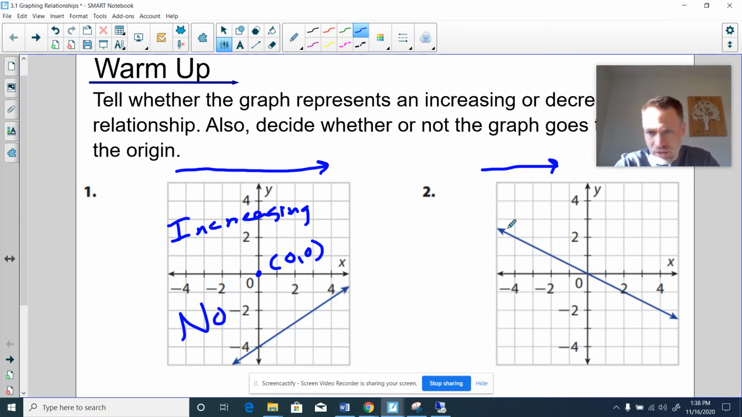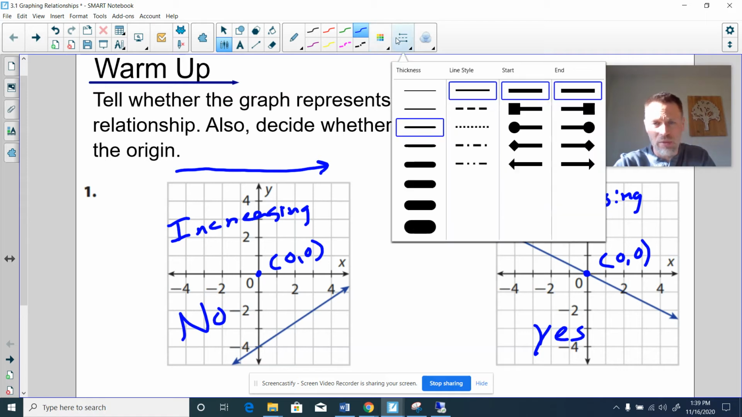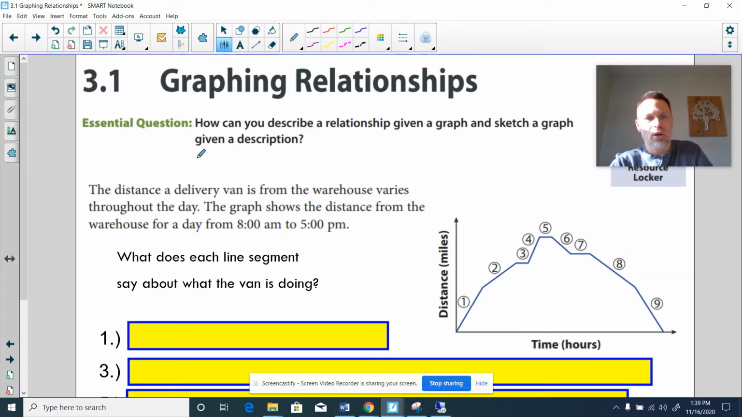Is this graph increasing or decreasing as I look? The graph goes down as I go from left to right. So I would say that this is decreasing. And does it go through the origin? The origin, again, is that point 0, 0, and it does go through the origin. So I would say yes, it does. Okay, so just a brief overview about reading graphs from left to right. Where is the origin? Things like that. Okay, so graphing relationships is what our focus is today.